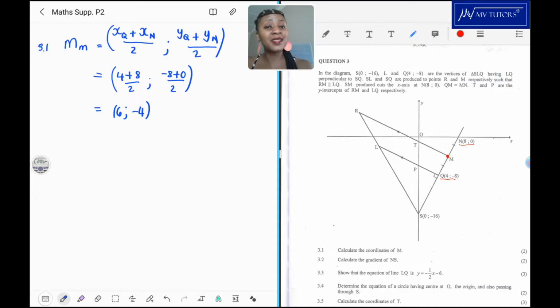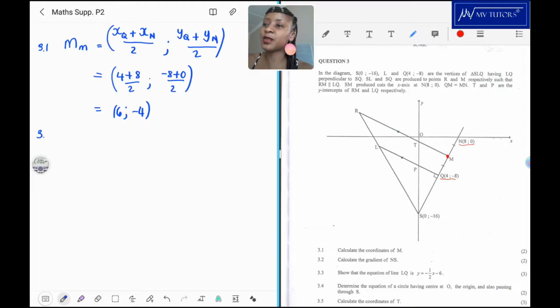And does our answer actually make sense? If you look at Q, we can see that the y value is negative 8. And if it's somewhere, negative 4 actually makes sense. We are expecting it to be negative 4 because it's halfway between negative 8 and 0. And then with the x-coordinate, we have 8 for N and 4 for Q. So in between 8 and 4 is 6. So yeah, I'm happy with the answer.